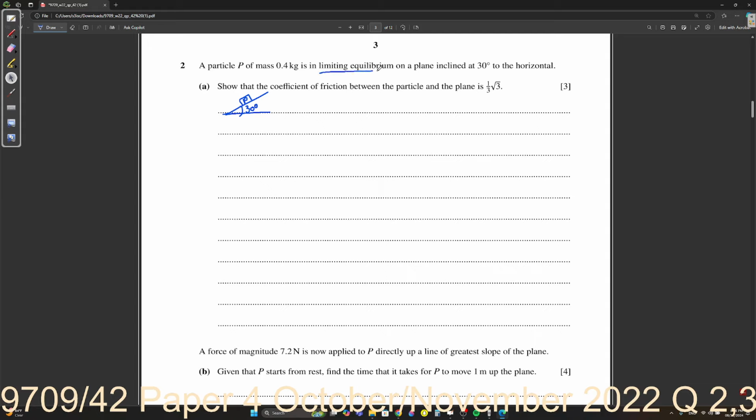It's in limiting equilibrium on a plane. Limiting equilibrium means that it's not moving, it's at rest. Basically it means it's about to start moving, but the friction is pulling it back, but it's at rest, so it's reaching the maximum friction. We need to show that the coefficient of friction between the particle and the plane is 1/3.